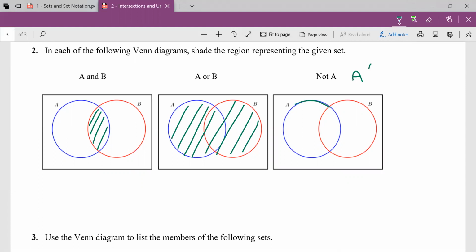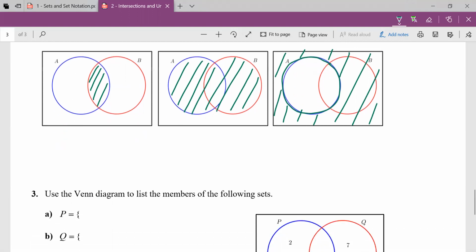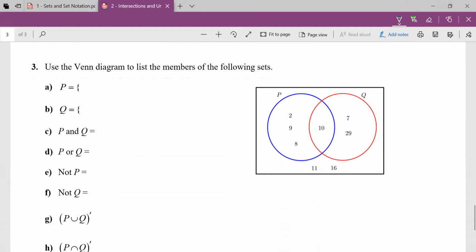Not A, which I could also write as A prime. How I like to do that is I like to circle A like that, and not A is everything on the outside of it, like that. Not A. Not so bad. Pun intended.